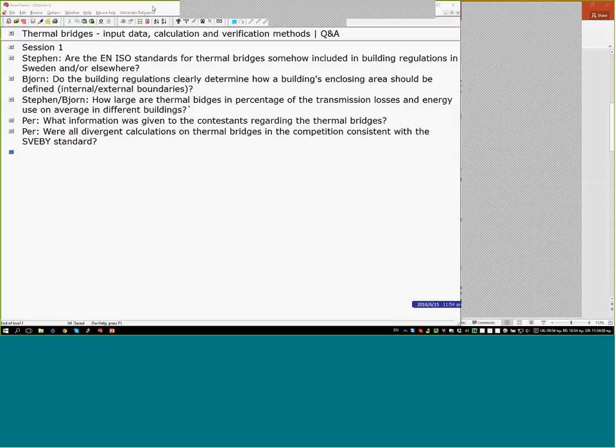Yes. No, and that's of course the problem, that they do not clearly determine, and also the standards do not clearly determine, how a building enclosing area should be defined. However, you could of course interpret it as internal area and so on, but they do not actually define it. That's why we have differences, and the standards also allow for differences. So it's not clearly defined.